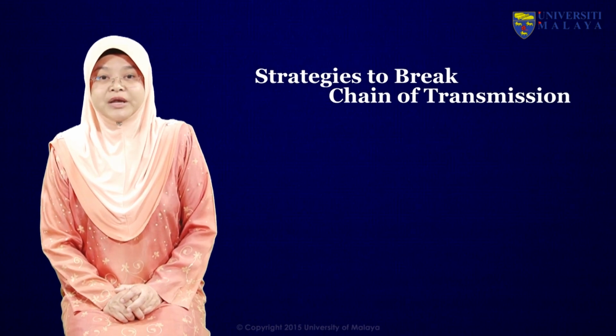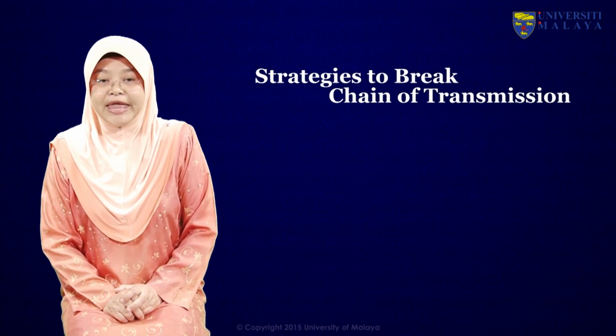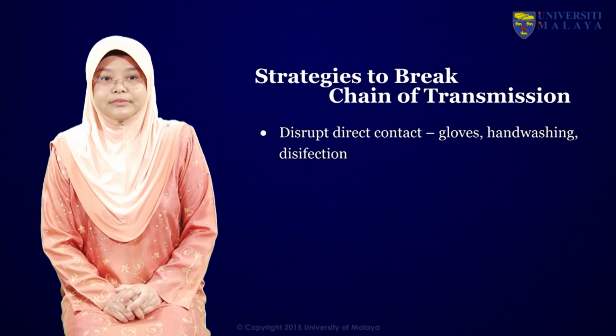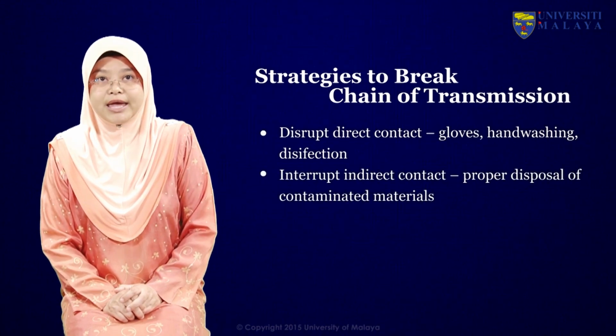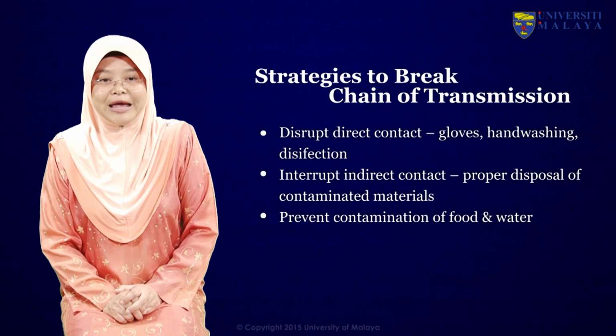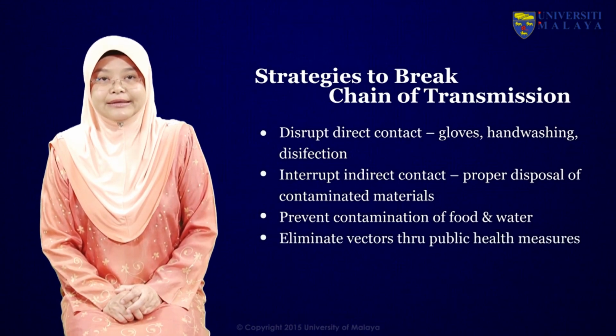The strategies to break the chain of transmission mainly are to disrupt direct contact, whereby a person needs to wear gloves, do hand washing or disinfection, interrupt indirect contact such as proper disposal of contaminated materials, and prevent eating contaminated food or water, and lastly, eliminate vectors through public health measures.